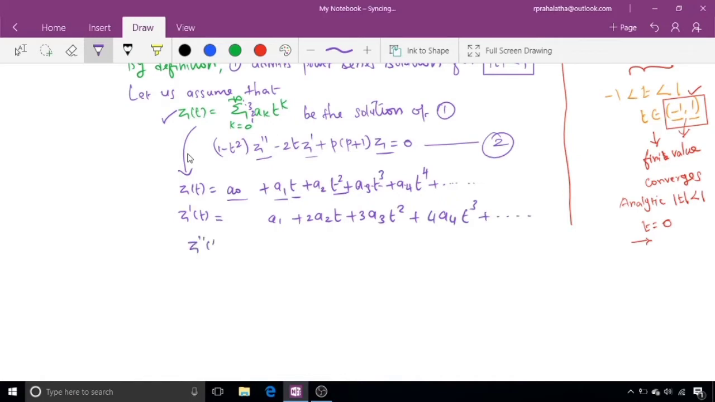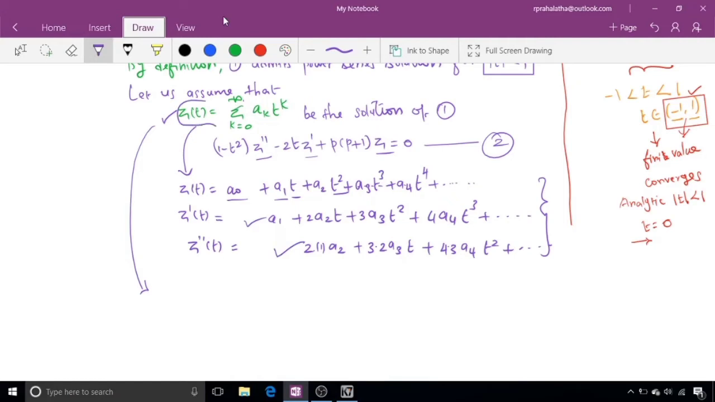Again differentiating, z double dash of t equals: a1 is constant, so 0; 2 a2 constant, differentiating t we get 1; plus 3 a3 differentiating t square, that is 2t; plus 4 a4 constant, differentiation of t power 3 gives 3 t power 2, plus and so on. We can write the infinite series as summation, or directly differentiate from z of t in summation form.